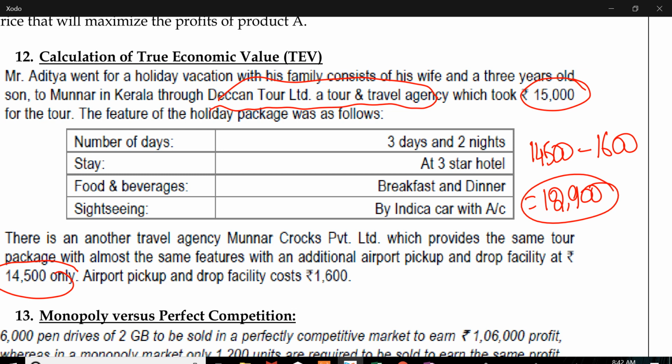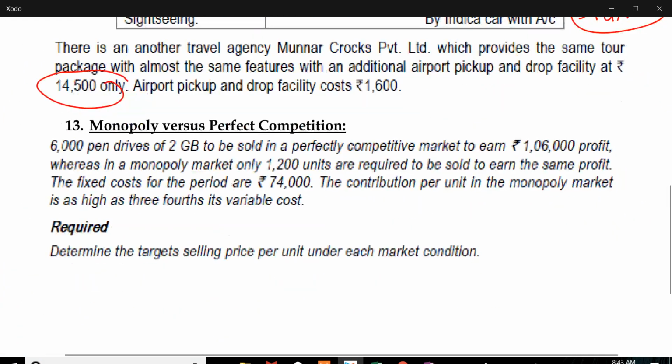Ideally, I should reject this package, because according to me, the true value of this package is only 12,900. If he is charging anything more than 12,900, I should shift to the other guy, because he is charging only 14,500 and giving a pick up and drop facility. Clear? Go through question 13.